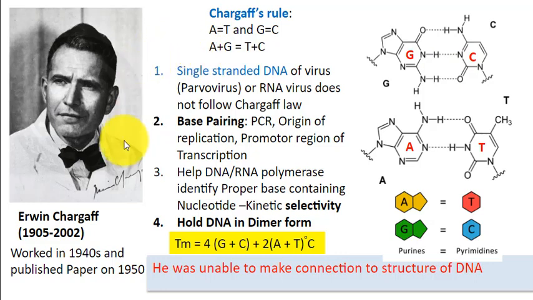After they got the Nobel Prize, Erwin Chargaff also wrote a letter to the Nobel Prize committee that he should also be given credit for that, but he did not get any credit for the Nobel Prize. But we should admire his work. His work actually laid the foundation for the discovery of the double-stranded helical structure, and that opened the Pandora's box for molecular biology.